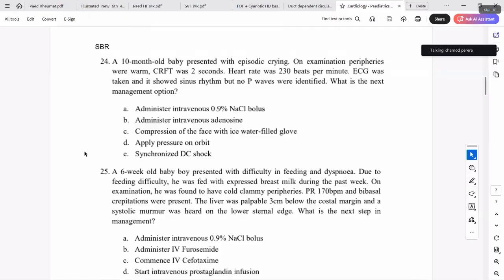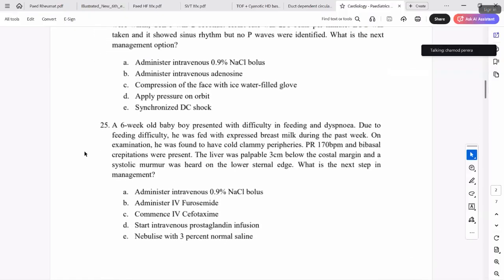Okay. Now the next question. A 6-week-old baby boy presented with difficulty in feeding and dyspnea. Due to feeding difficulty, he was fed with expressed breast milk during the past week. On examination, he was found to have cold clammy peripheries. Pulse rate was 170, and there were bibasal crepitations. The liver was palpable 3 centimeters below the costal margin, and a systolic murmur was heard at the left lower sternal edge. What is the next step in the management?